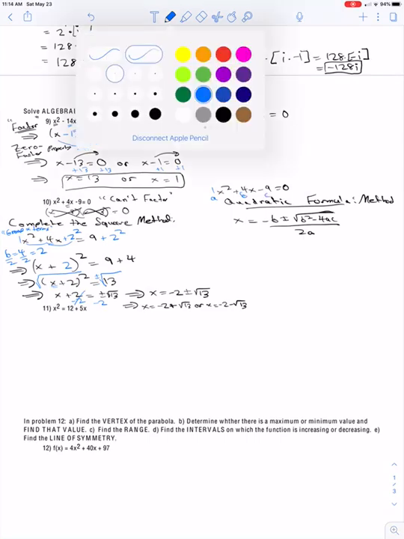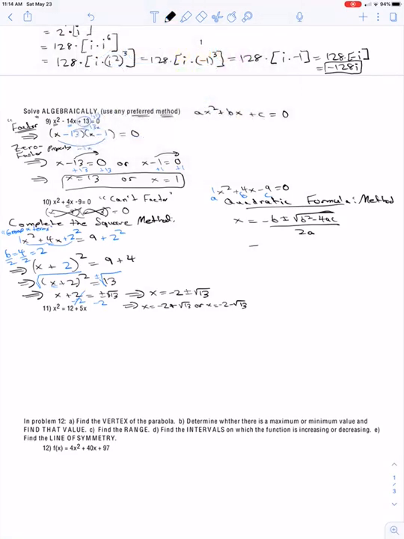So x is equal to, as long as it's equal to 0, you've got everything ready to identify. Negative b, so negative, the coefficient of x, we'll call b, negative 4. Coefficient of x is 4. Plus or minus square root of b squared, so that's 4 squared, minus 4ac, 4 times 1 times negative 9, all divided by 2 times 1. There's our solution set. We've got it.